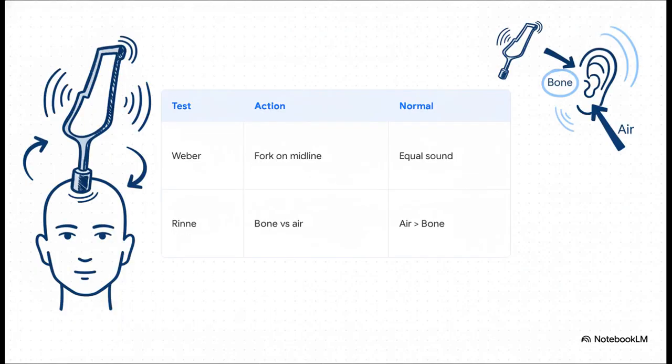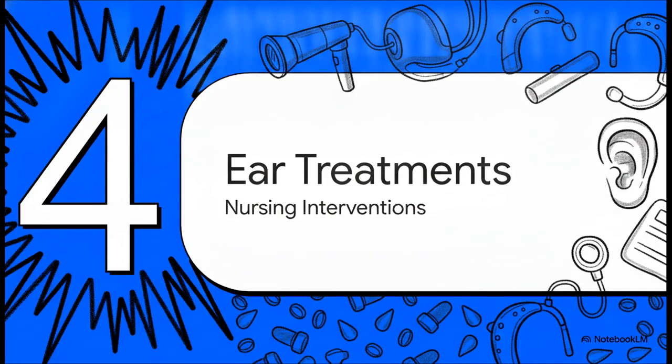Point 12 covers tuning fork tests. The NCLEX loves these, and students constantly mix them up. For the Weber test, you place the vibrating fork right on the midline of the skull. A normal finding is that the patient hears the sound equally in both ears. For the Rinne test, you're comparing bone conduction to air conduction by moving the fork from the mastoid bone behind the ear right up to the ear canal. The normal finding here? Air conduction should be greater than bone conduction, meaning they hear the sound longer through the air.